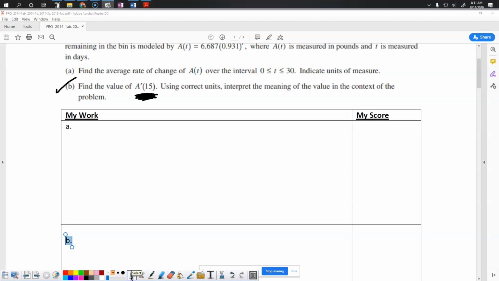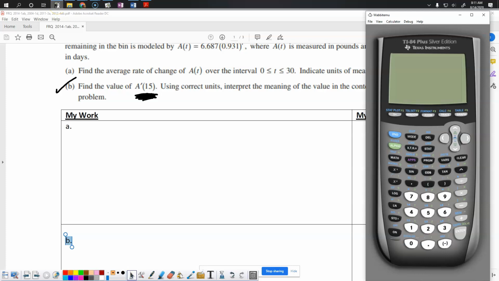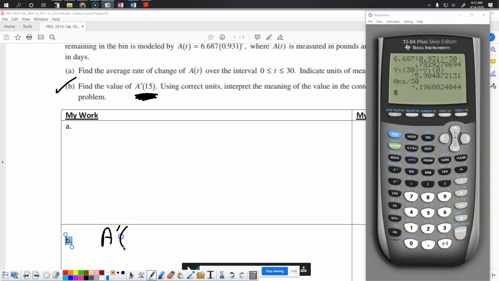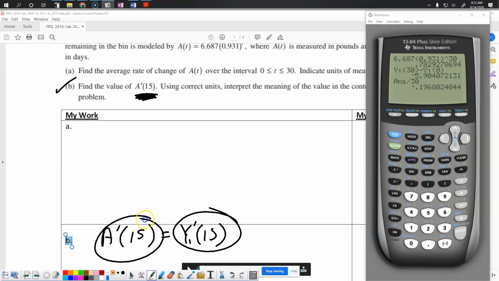Now here's one of the benefits of the calculator thing I told you about earlier. I've already got that function in my calculator because I typed it in there earlier. I've already got A in my calculator stored as Y1. So you don't write this on your paper, but they're asking for A prime of 15, right? Well, on my calculator, that's going to be the same thing as Y1 prime of 15. So we need to do this on our calculator to find this, all right? So let's do that.